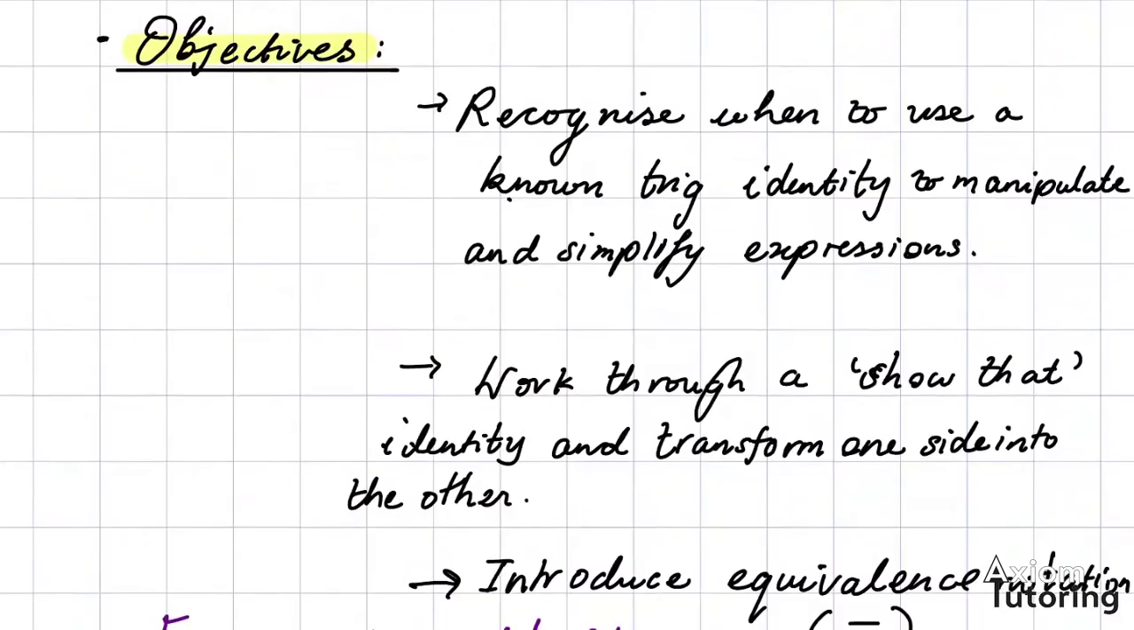So our first is to recognize when to use a known trig identity to manipulate and simplify an expression, and then work through a "show that" identity and transform one side into the other. So typically, the way we work with proving trigonometric identities is we work on the left-hand side and try to find a way of manipulating the expression on the left so that we can show that it's equivalent to the right-hand side. We do not try to manipulate both sides at the same time. You work firstly on the left and try to get to what you have on the right.